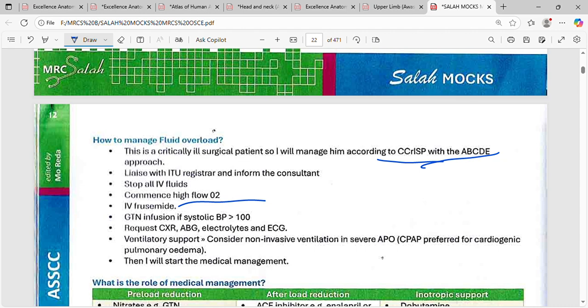to induce diuresis. GTN infusion if systolic blood pressure is greater than 100, so this will improve the cardiac perfusion. Request chest X-ray, ABG, electrolytes, and ECG. Ventilatory support: consider non-invasive ventilation in severe acute pulmonary edema, and CPAP is preferred for cardiogenic pulmonary edema. And then I will start the medical management.